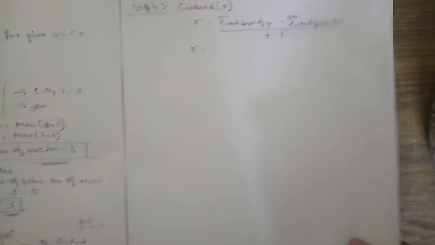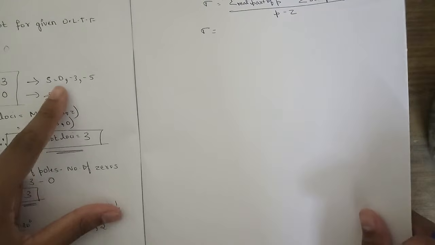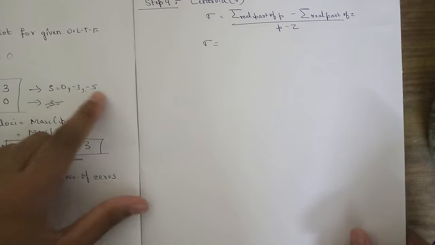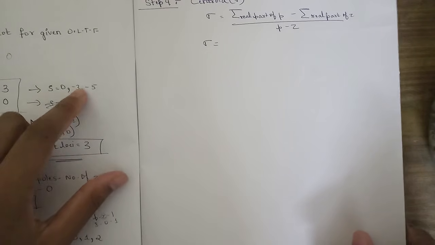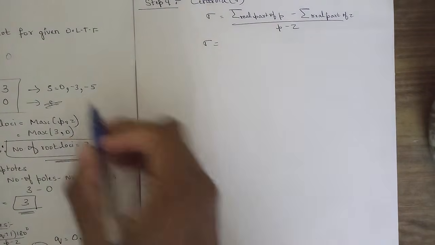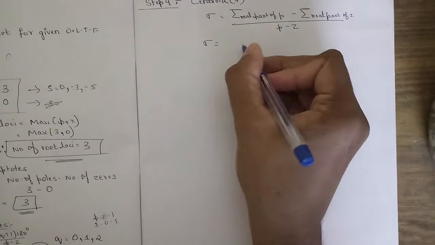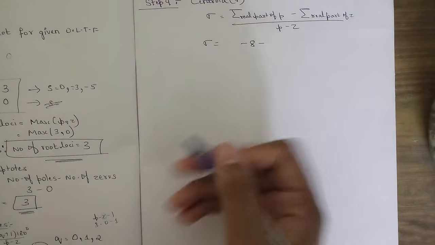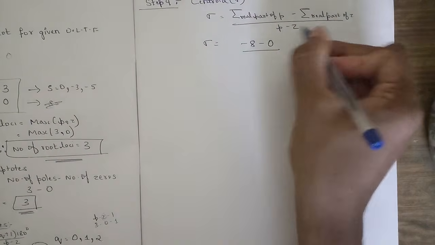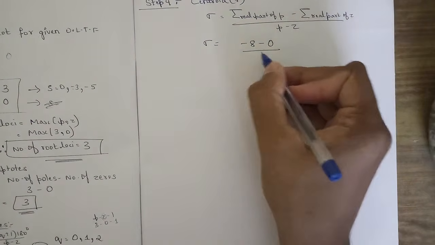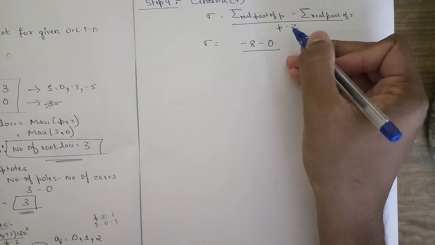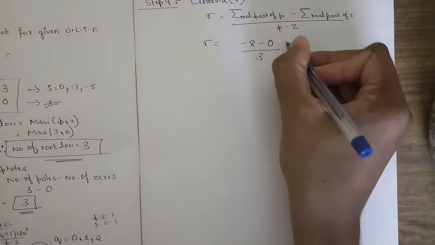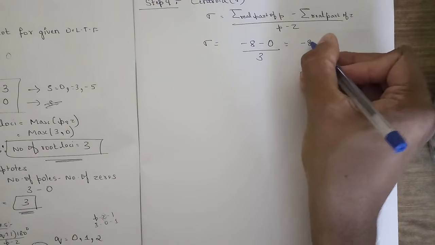Real parts of poles: how many poles do we have in this case? 0, minus 3, minus 5. Summation of those real parts. In this case all are real parts only, there are no imaginary parts, so we can directly sum it up. That is minus 3 minus 5 is minus 8, minus the real parts of zeros. Since we don't have any zeros, we write 0, divided by p minus z. That is also the number of asymptotes. The number of asymptotes is 3, so minus 8 minus 0 is minus 8 by 3.